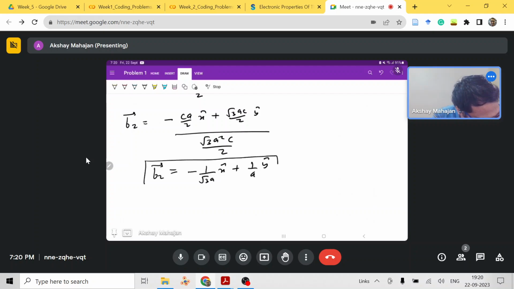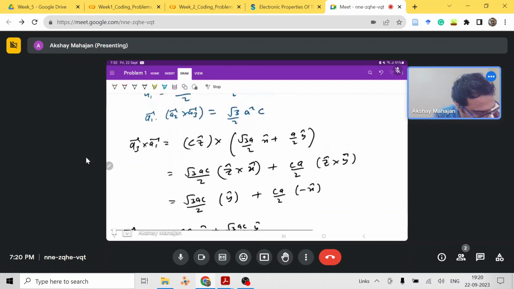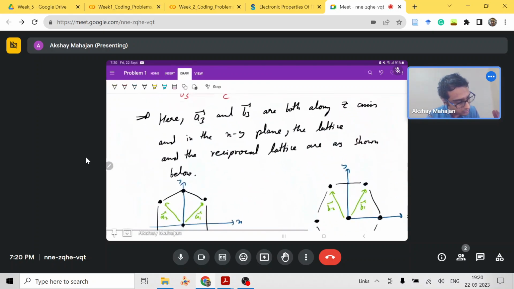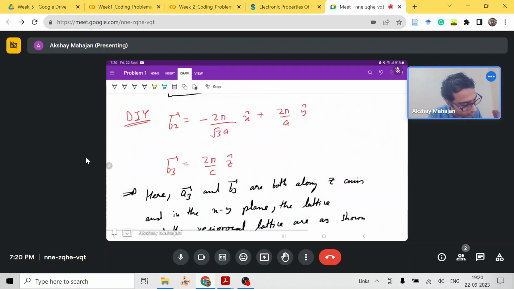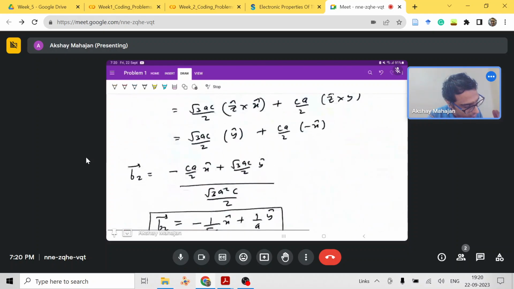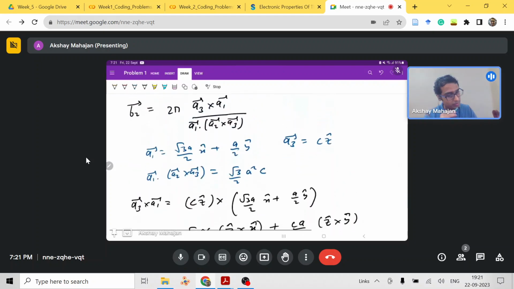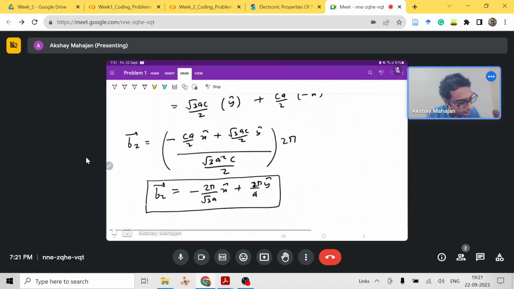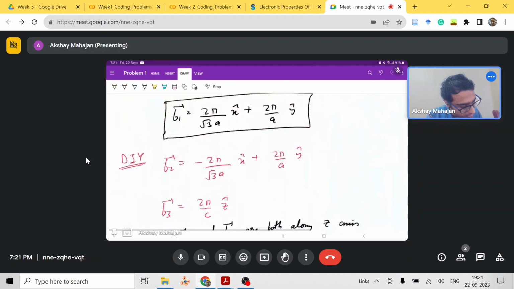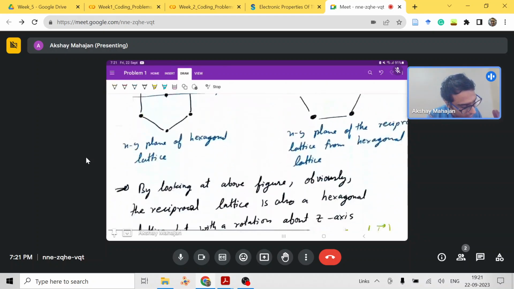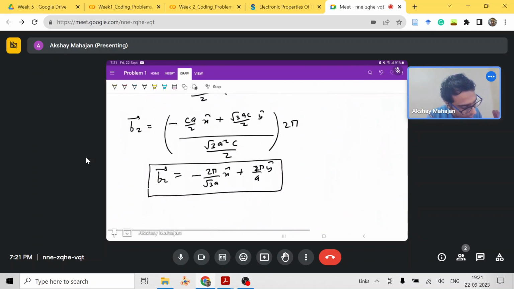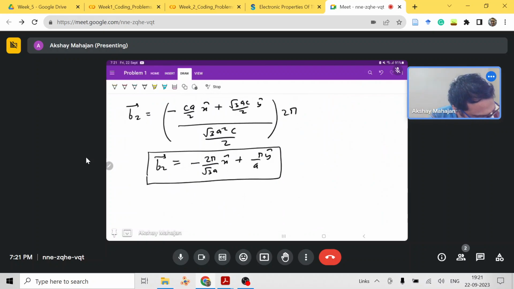So, let me just check. This is the answer that we should have got, minus 2 pi by root 3 a x cap... okay, yeah, I forgot, there is a 2 pi also multiplied. In the formula, remember that the formula is 2 pi times a3 vector cross a1 vector, I forgot 2 pi, so minus 2 pi by root 3 a x cap plus 2 pi by a y cap.